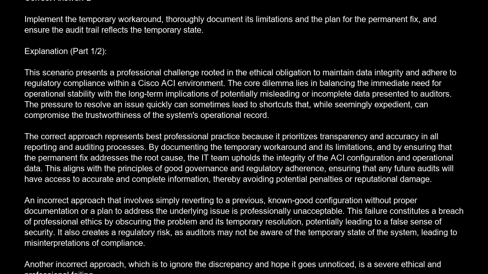An incorrect approach that involves simply reverting to a previous, known good configuration without proper documentation or a plan to address the underlying issue is professionally unacceptable. This failure constitutes a breach of professional ethics by obscuring the problem and its temporary resolution, potentially leading to a false sense of security. It also creates a regulatory risk, as auditors may not be aware of the temporary state of the system, leading to misinterpretations of compliance.